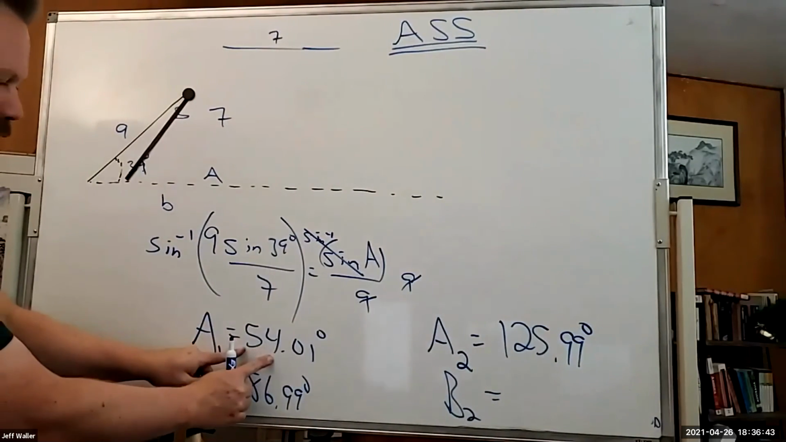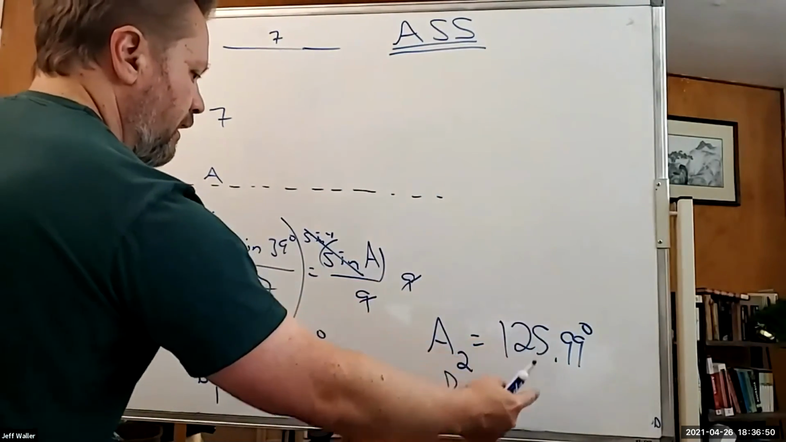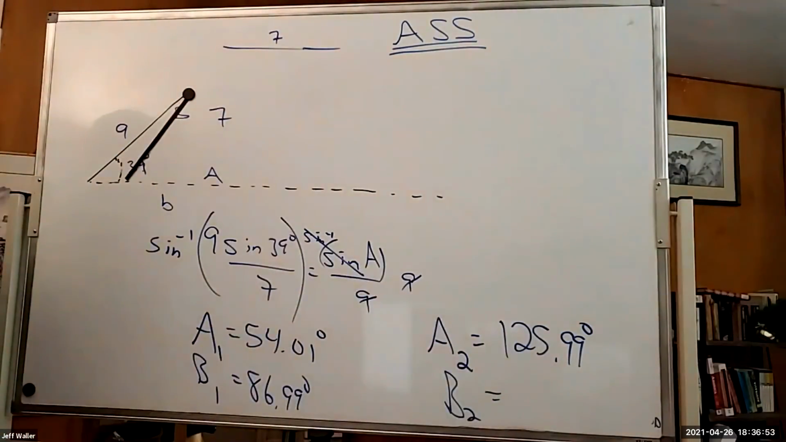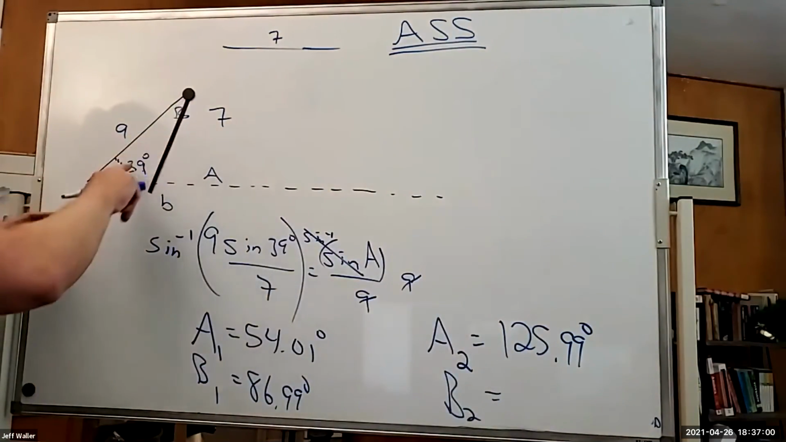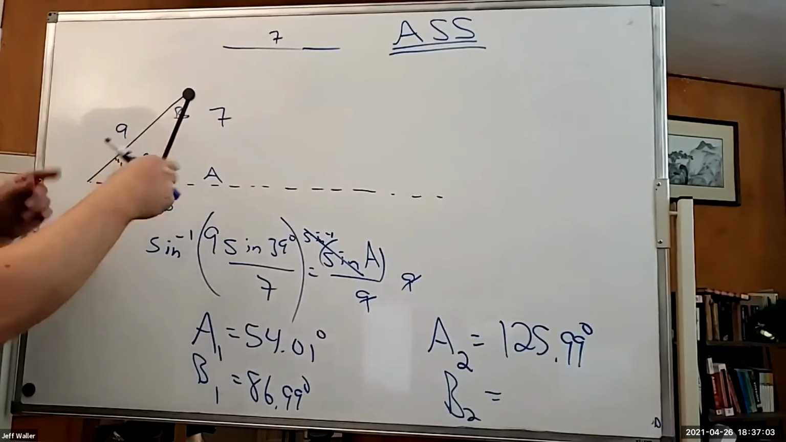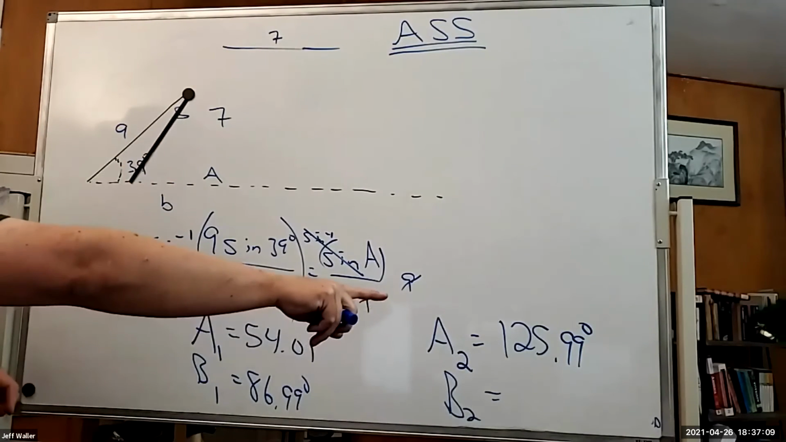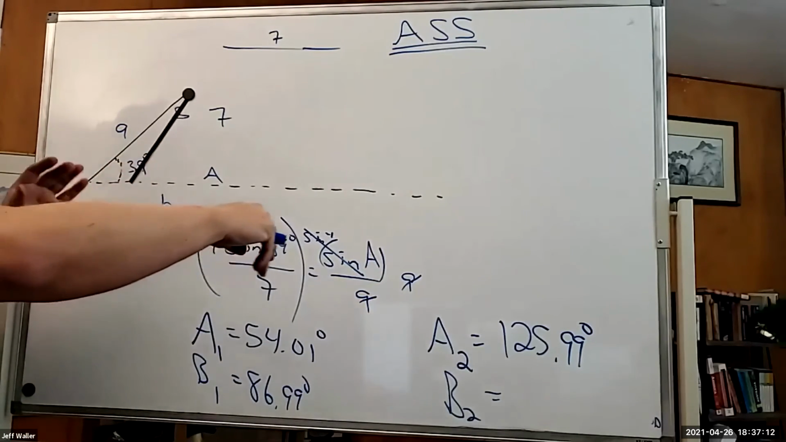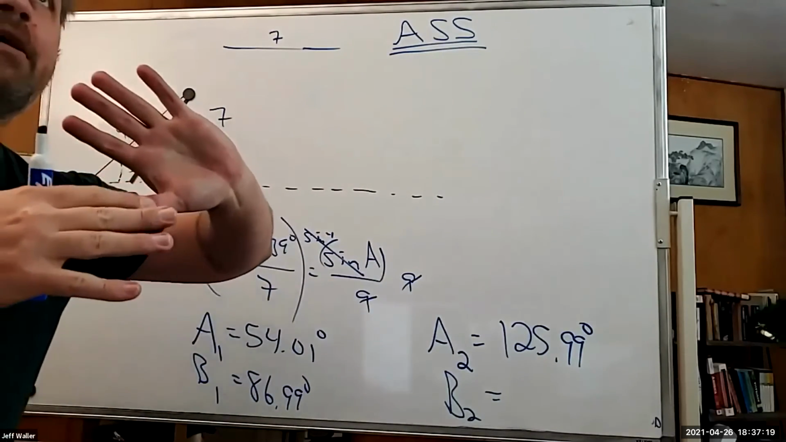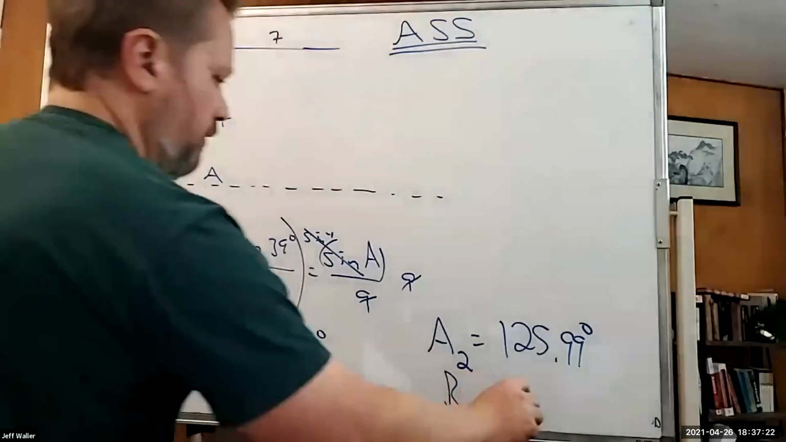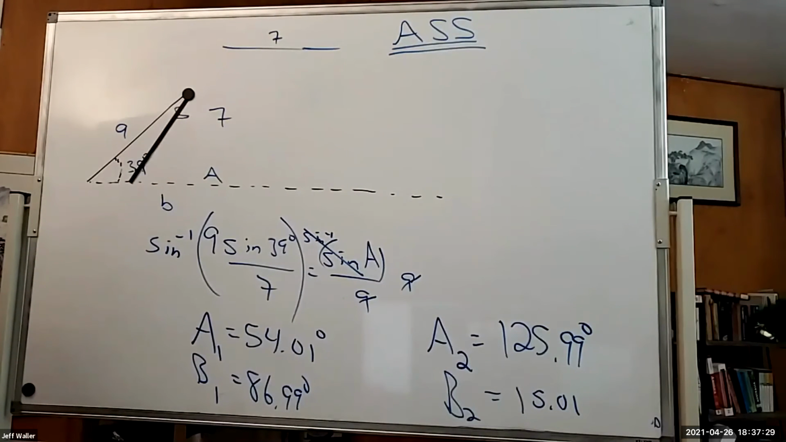Does that leave something for there to be a B? If A was 54.01, B would be 86.99. If A was 125.99, is there a possible B? Is there stuff left over for B? Does anyone understand what I mean? What's 125.99 plus 39? That leaves stuff over for B, doesn't it? There's a possibility for another triangle. Right, 125.99 plus 39 is 164.99, which means B2 could be 15.01, I think. Did I do that right? Somebody help me out. Yeah, seems right.